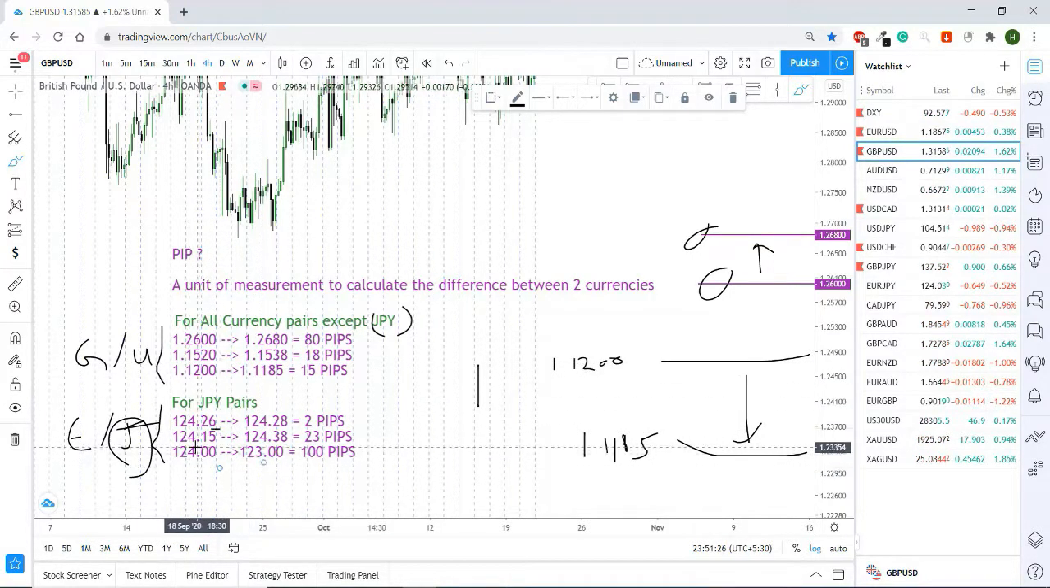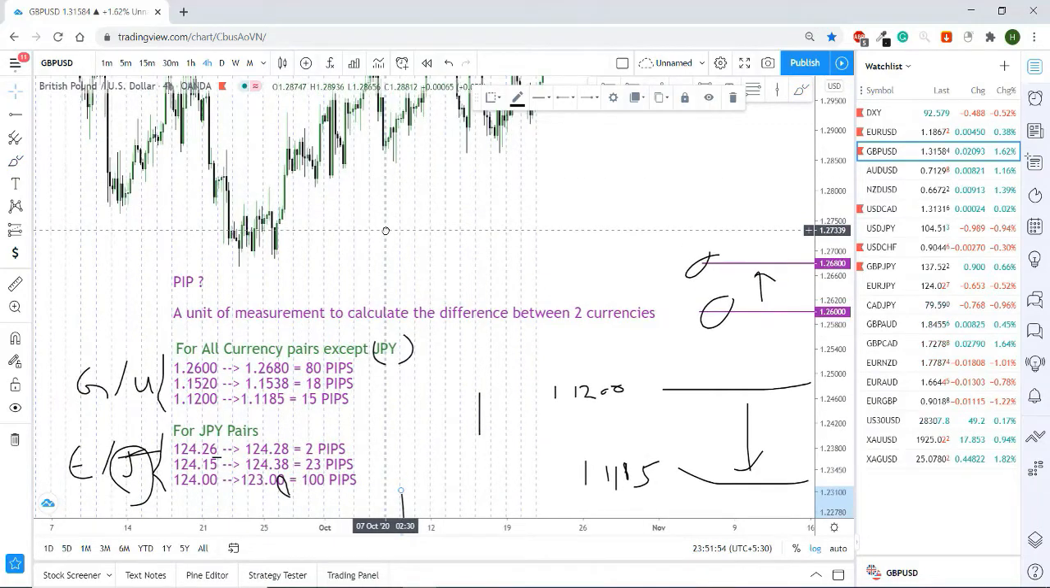See the second example. Let's consider the price is at 124.15, then the price moves to 124.38, so the price has moved 23 pips. For another example, the price is at 124 and moves to 123. With respect to the second decimal place, it has moved downwards 100 pips. I hope you get it.